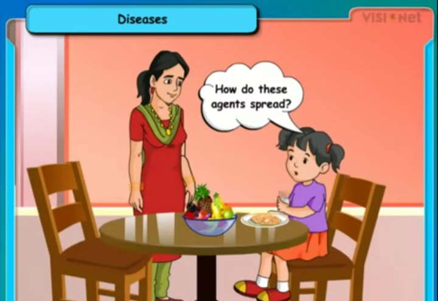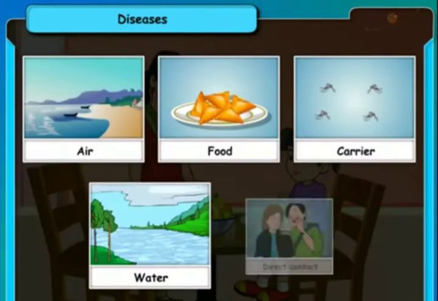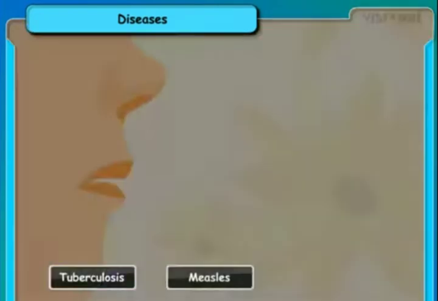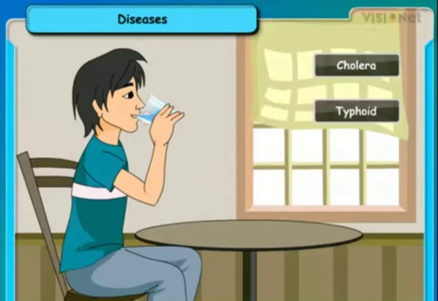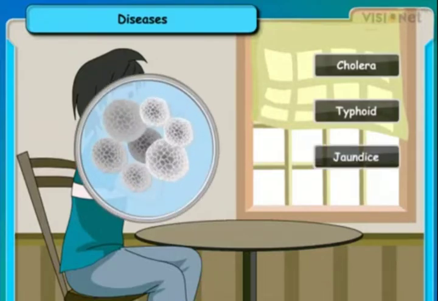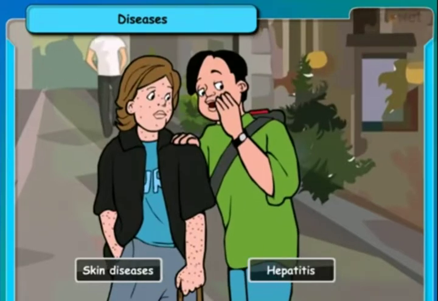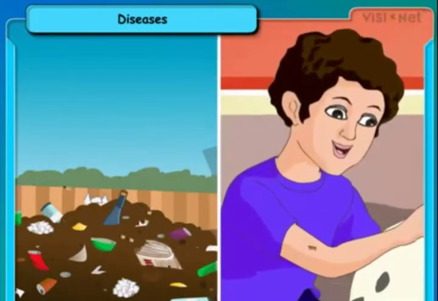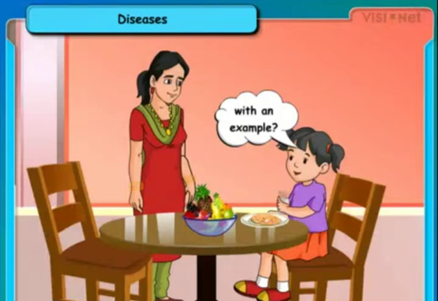How do these agents spread? They spread by air, food, carriers, water, and direct contact. Tuberculosis, measles, and common cold are spread through air, while cholera, typhoid, and jaundice are transmitted by water. Skin diseases and hepatitis are caused by direct contact with the infected person. Apart from this, there are some carriers also, which don't cause the disease but transfer it. They are called vectors. Can you explain with an example?